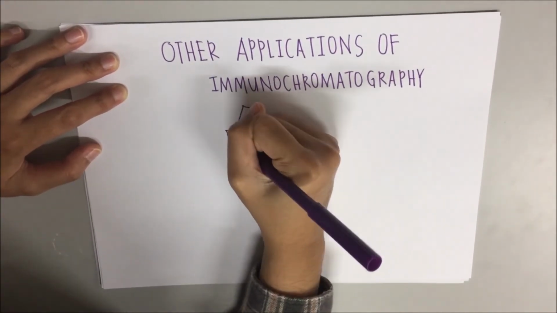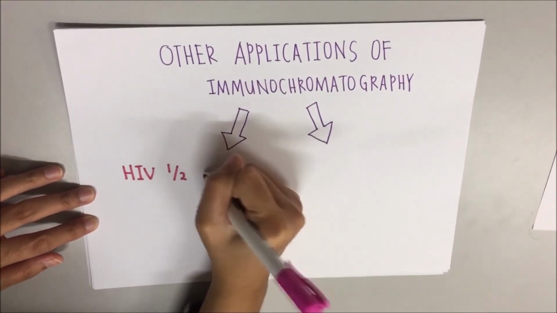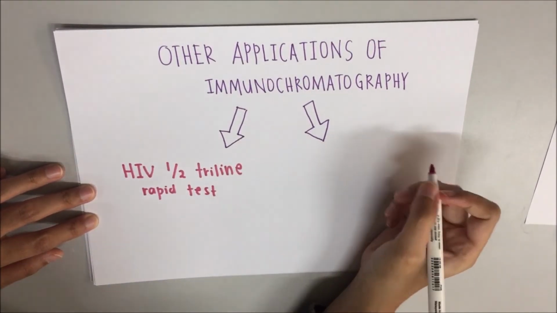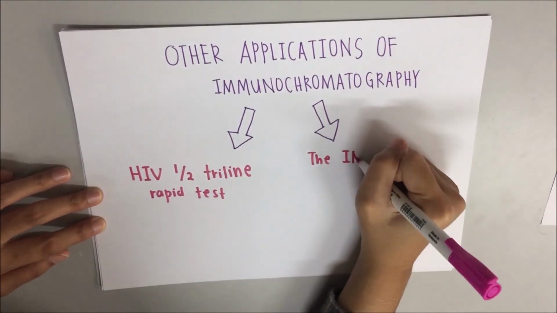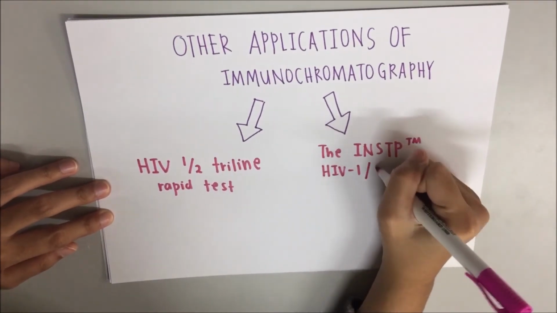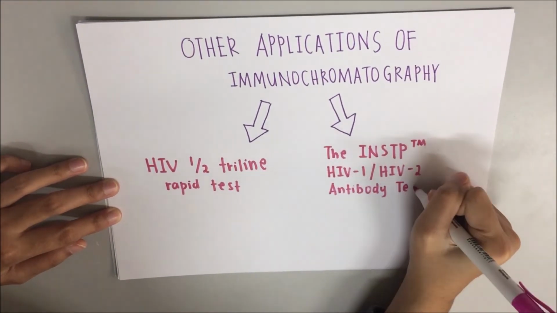Other applications of immunochromatography are the HIV Half Triline rapid test, which is based on immunochromatography. Secondly is the INSTI HIV-1, HIV-2 antibody test. It is a single-use, rapid, in vitro qualitative immunoassay for the detection of antibodies to HIV-1 and HIV-2 in human.